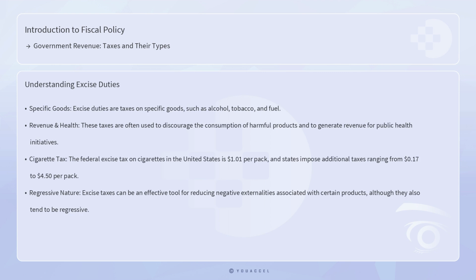Excise duties are taxes on specific goods, such as alcohol, tobacco, and fuel. These taxes are often used to discourage the consumption of harmful products and to generate revenue for public health initiatives. For instance, the federal excise tax on cigarettes in the United States is $1.01 per pack, and states impose additional taxes ranging from 17 cents to $4.50 per pack. Excise taxes can be an effective tool for reducing negative externalities associated with certain products, although they also tend to be regressive.